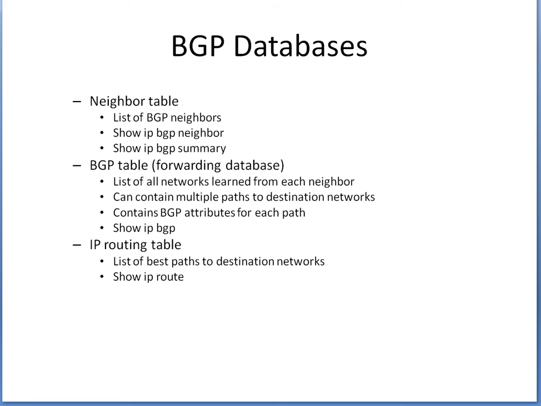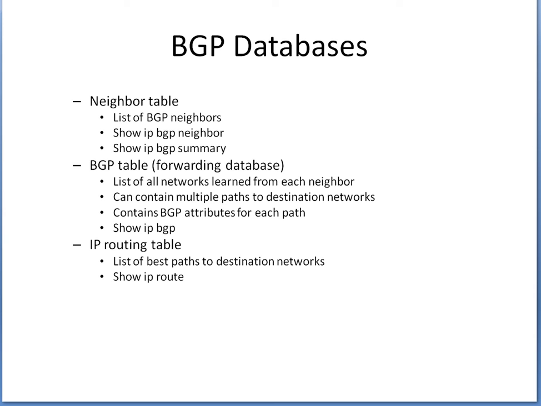Now BGP has three databases, or three tables: the neighbor table, the BGP table, and the routing table. The neighbor table will have the list of neighbors, all the neighbors that are directly connected. You can see that by typing the commands show ip bgp neighbor and show ip bgp summary.